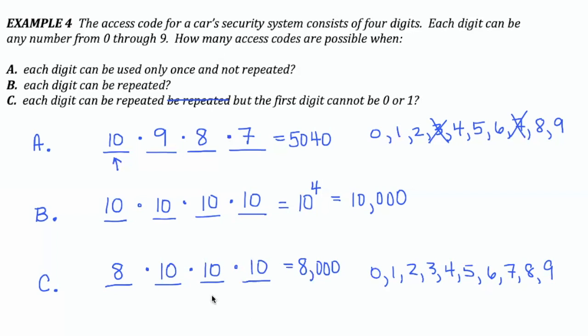So the technique of the fundamental counting principle lets you just list your number of choices at each stage and then find the total number of outcomes by multiplying those together.